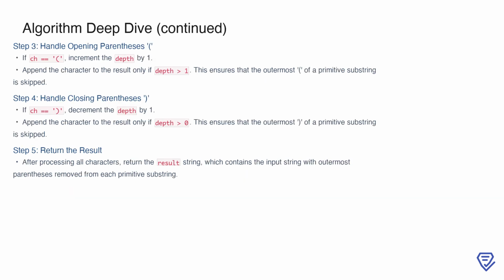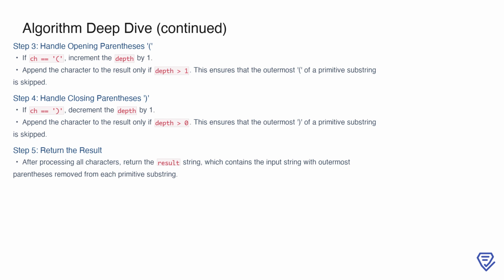Now let's break down how we handle each character during the iteration. When we encounter an opening parenthesis, we increment the depth by 1. This indicates that we are moving one level deeper into the nesting. However, we only append the character to the result if the depth is greater than 1. This ensures that the outermost opening parenthesis of the primitive is skipped.